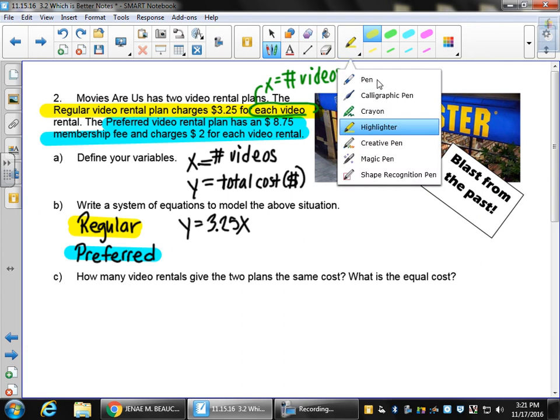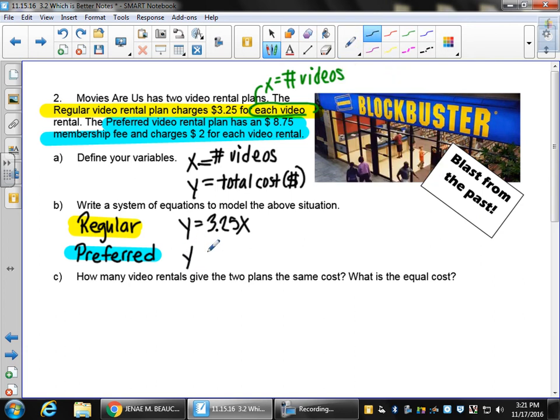All right, let's talk preferred. So preferred will be Y equals. Be careful with what you say is the rate, okay? Reason: this $8.75 membership fee, you only pay this once. It's no different than all of the Cardio Express commercials that you hear on the radio. Hey, monthly special, $10 to sign up. You only sign up once. You just pay that $10 one time, and then there's a monthly fee. Same idea. You're going to pay a one-time fee of $8.75 plus how much per movie? $2 per video rental.